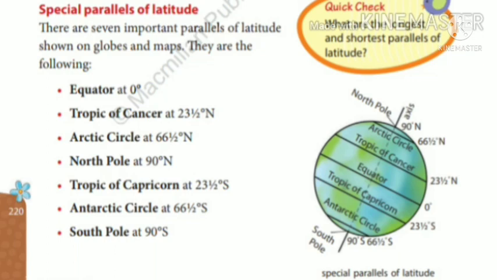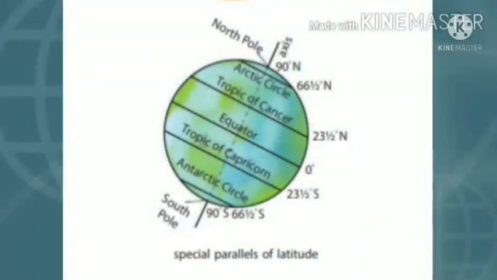What are the parallels of latitude? The lines running parallel to the equator are called parallels of latitude. Is it clear? Then draw the picture of these 7 important parallels of latitude. Do it in your notebook.